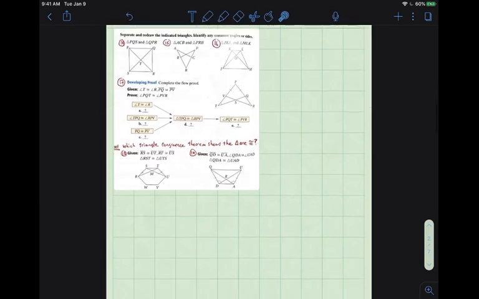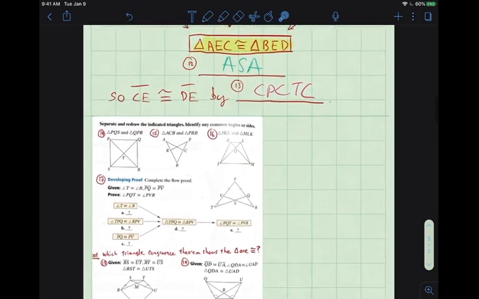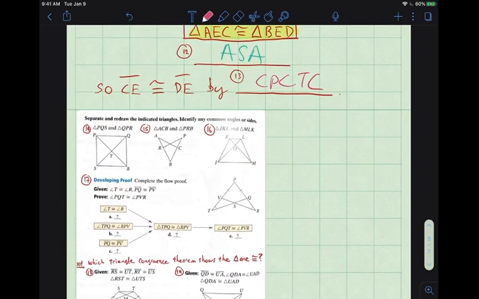We can go through the rest of this worksheet as we redraw, separate and redraw the indicated triangles and identify their common sides. Cool. PQS. PQS. Okay, so I'm looking at it and drawing it in the same way.